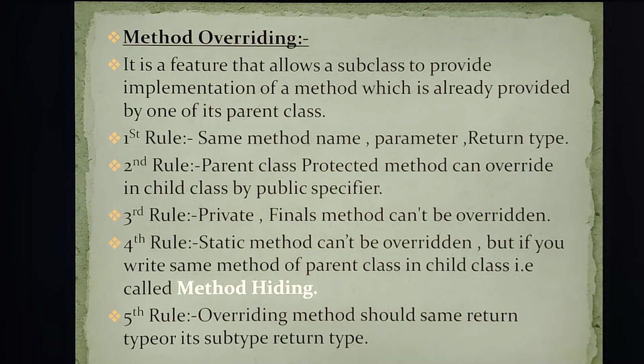First rule, overriding says same method name, same parameters and same return type. All three things must be the same. Second says a parent class protected method can be overridden in the child class by a public specifier. Okay, that thing we will also see. Third says private methods and final methods cannot be overridden. In the second part, what did we learn? A private method can only be accessed inside the class, not outside the class.